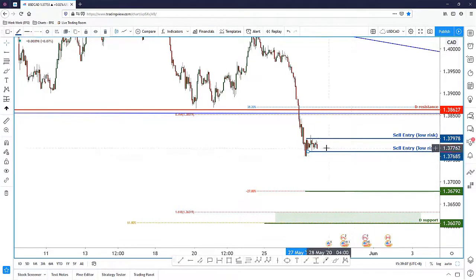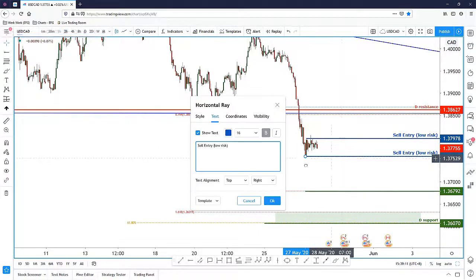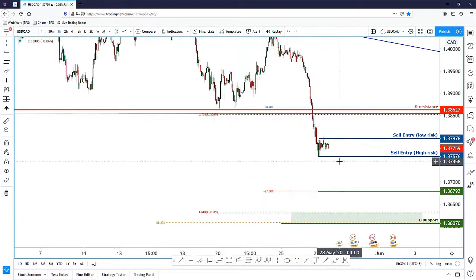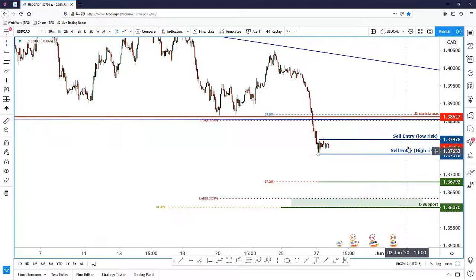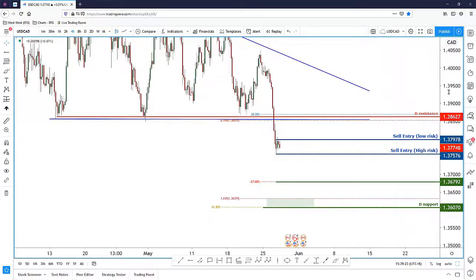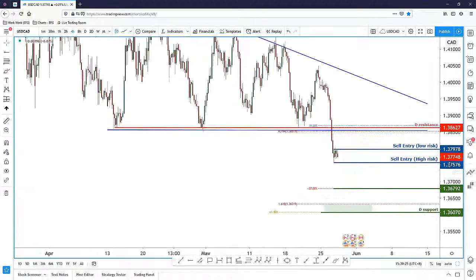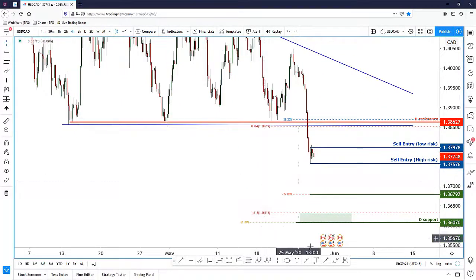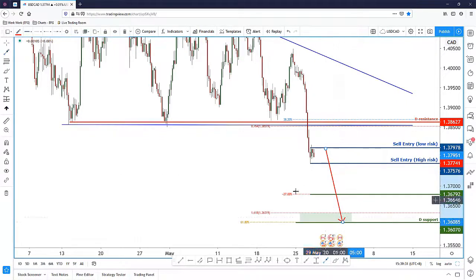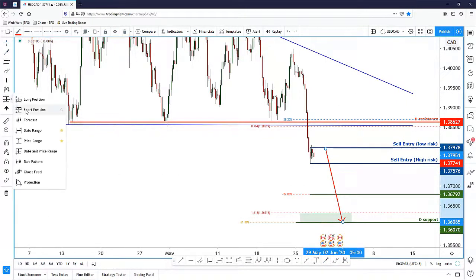The next sell entry that I'll have is at the low over here. I will call it the high risk sell entry. Now what I have is the high risk entry and a sell entry for low risk. Let me go back to the 4 hours. Okay, so I want to zoom in. Now, the thing is, I can either sell when price comes back up here, and that will give me a nice risk reward.